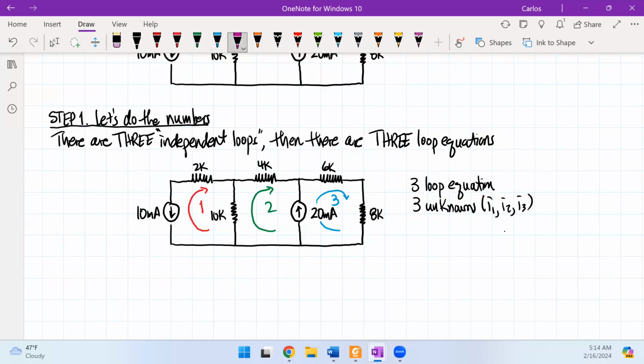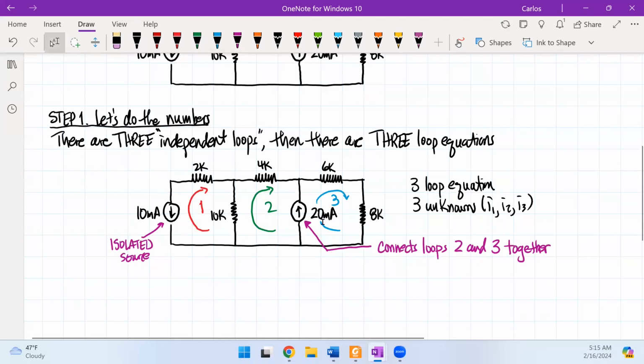But we have sources. One of the things that you see here is that I would call this an isolated source, from the language that we used above, because this 10 milliamps is not connected to loop 2. However, if you look at this other current source, this one connects loops 2 and 3 together.